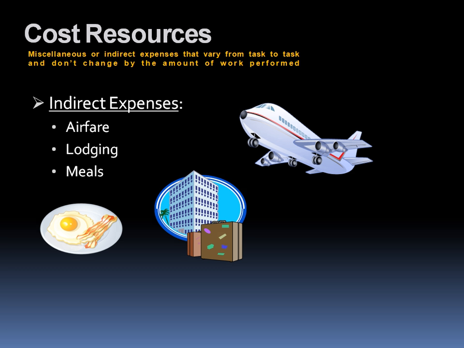The third type of resource are your cost resources. They're basically miscellaneous or indirect expenses that will vary from task to task and don't change by the amount of work performed. And they include airfare, lodging, meals, things that don't really have a direct impact. But you still want to keep track of the expenses because they're part of the project.